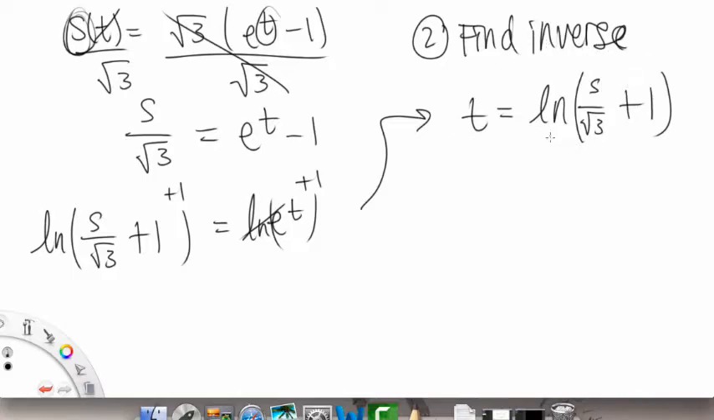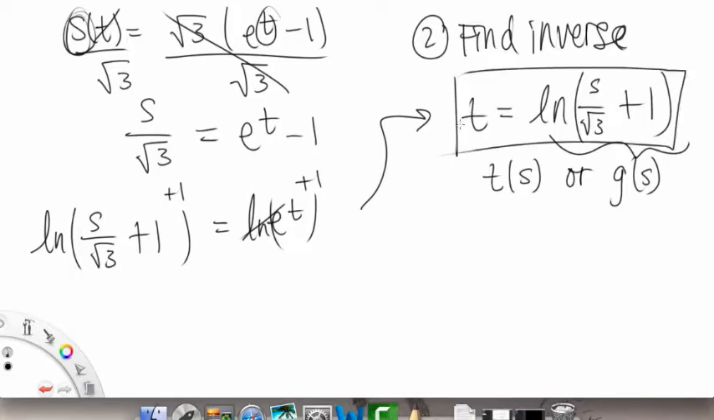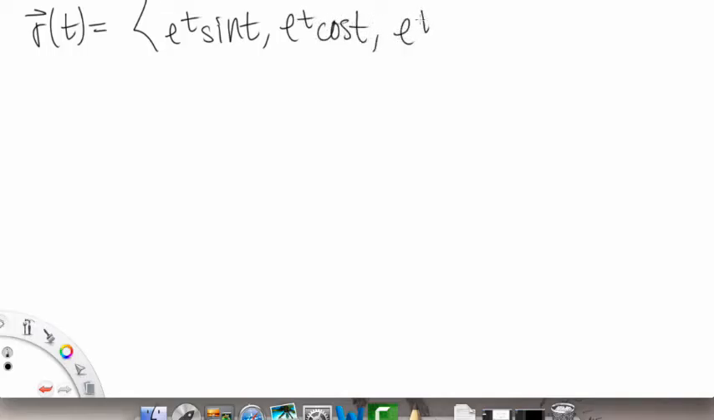Okay, so this is kind of messy. I'm sorry about that. This can be considered, as I said before, t of s, because it is t as a function of s, or it could just be named g of s. Okay, so that step was pretty easy, right? And now the last step is even easier. So we're going to keep this in mind, what t equals, and we're going to plug it back into our original r of t. Okay, so r of t, just as a refresher here, r of t was equal to e to the t sine t, e to the t cosine t, and then e to the t. And t, the one that we just found, is equal to ln of s over radical 3 plus 1.